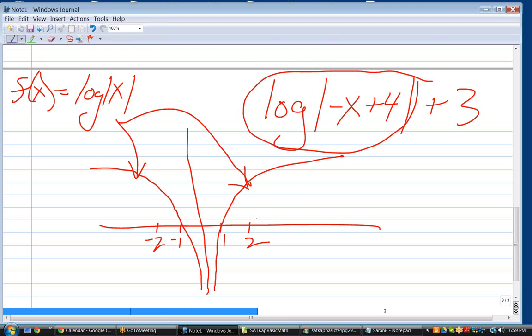So like up and over. In fact, let's do something else. Here's what I'm thinking we have to do here. We have to actually write this a little different.